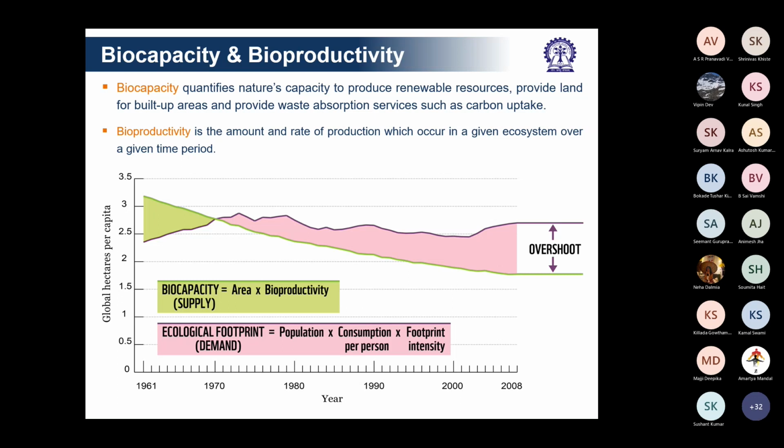So biocapacity is measuring the supply side, that is area times the bioproductivity, while ecological footprint, which is the demand, is the product of population, consumption per person, and the footprint intensity. So when we are trying to calculate the ecological footprint, biocapacity helps us quantify nature's capacity to produce renewable resources, provide land for built up areas, and provide waste absorption services such as carbon uptake.